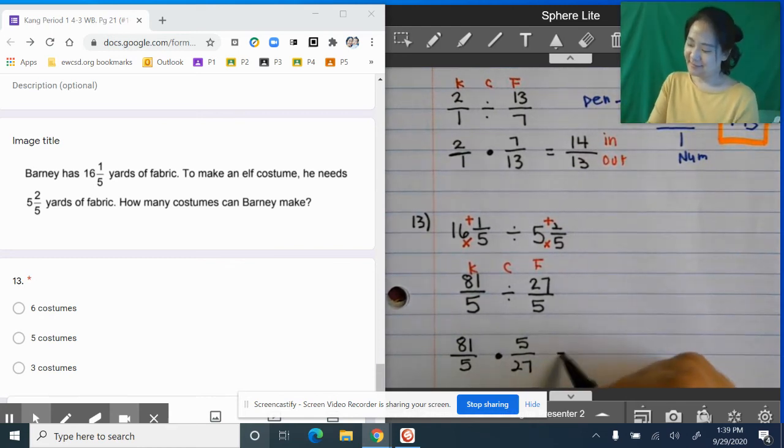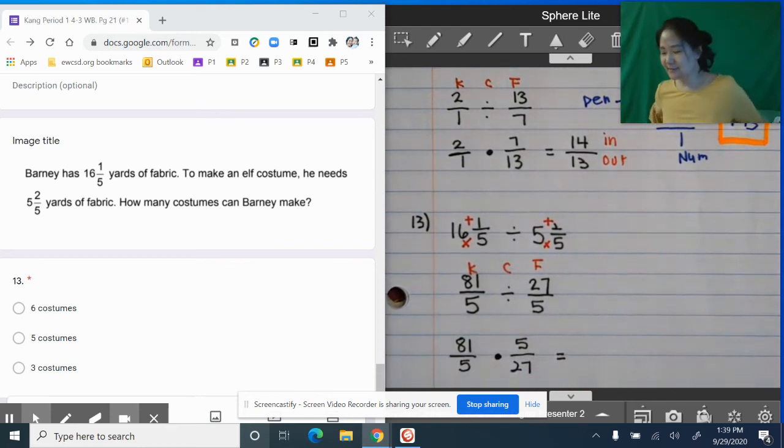Oh, I want to cross cancel. Okay, so here's the thing, you guys. I could actually cross cancel both of these, both pairs. This 5 and 5, I can simplify by 5, and that will give me 1 and 1. But over here, 81 and 27, there's quite a few different numbers I can use.